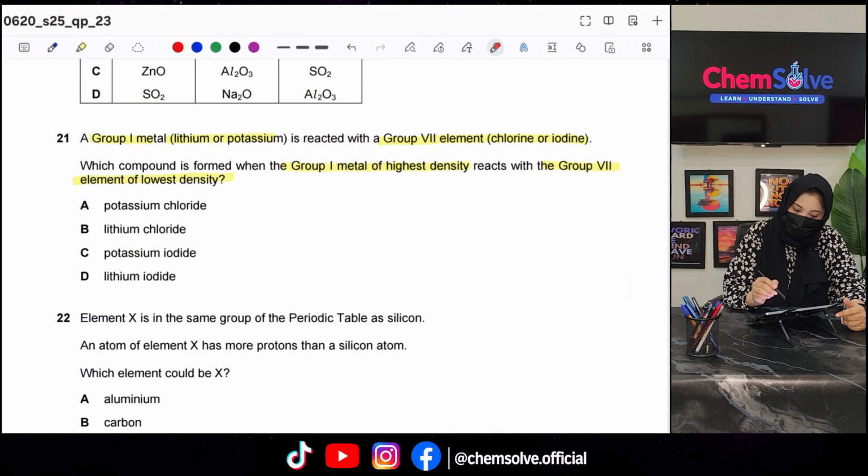You can see highest density, that is potassium, and the lowest density from group 7 is chlorine. So the correct option is potassium chloride, option A.